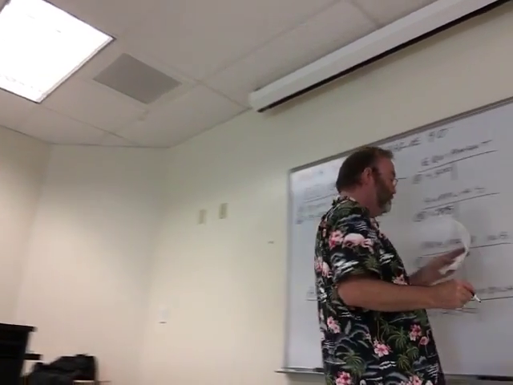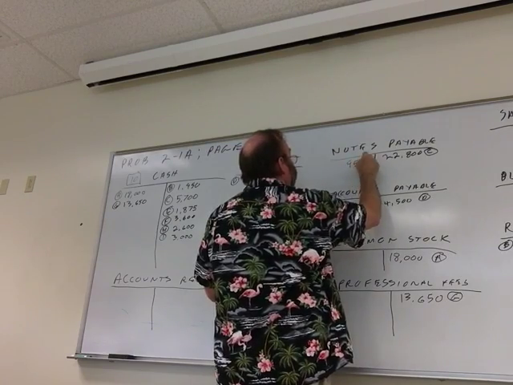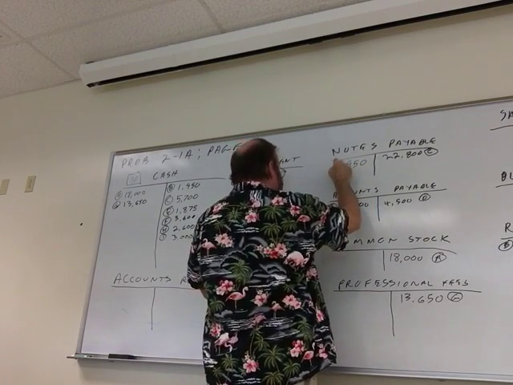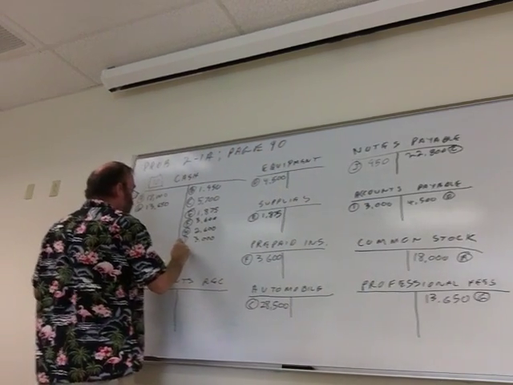All right? Everybody with me so far? Okay. Home stretch here. J, we paid the first installment due on the note payable, $950. We paid that in cash.